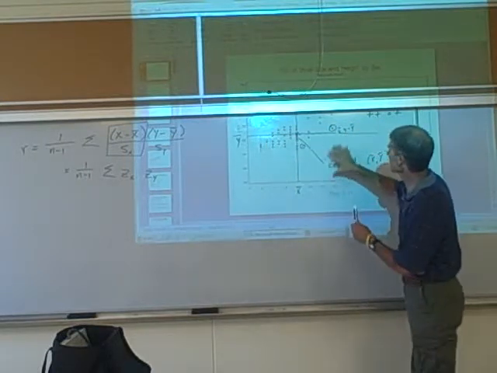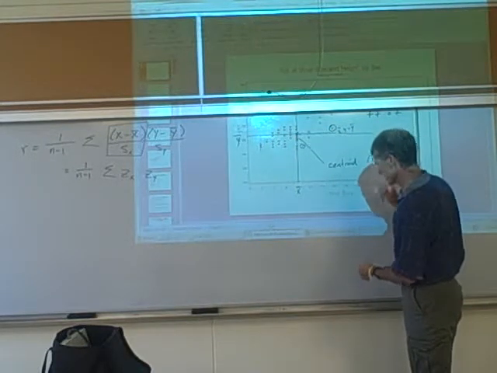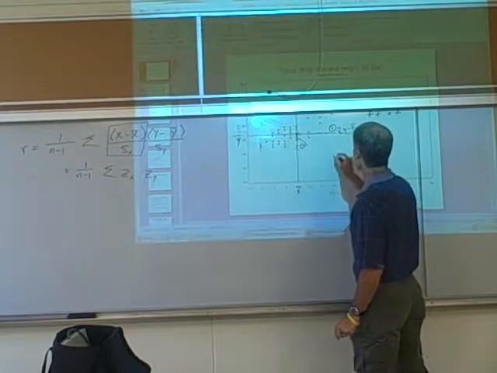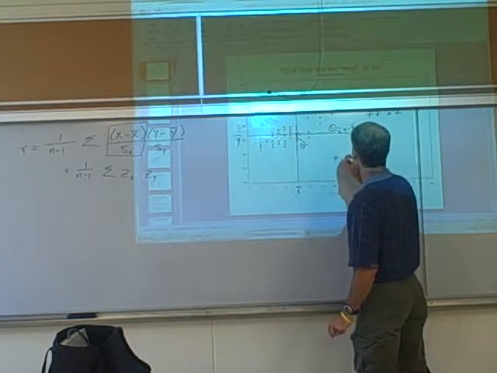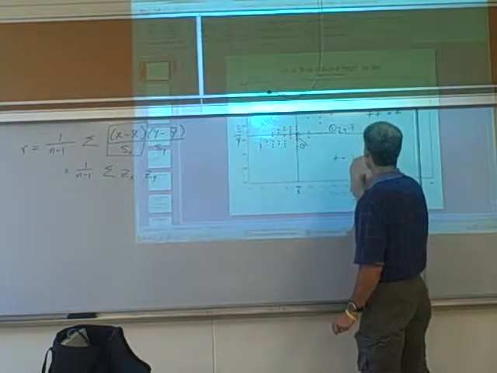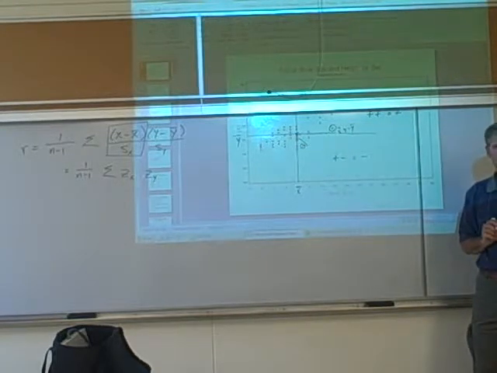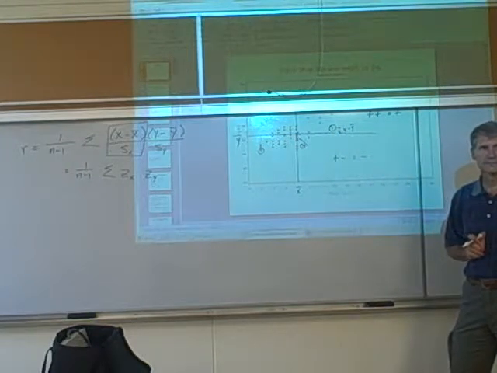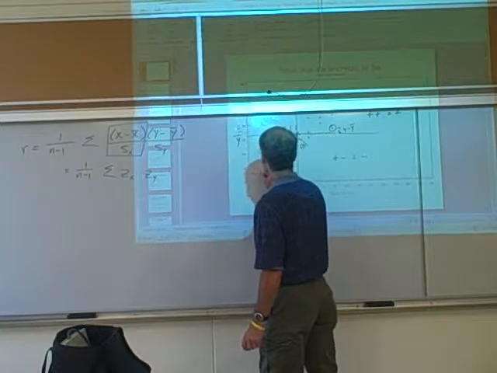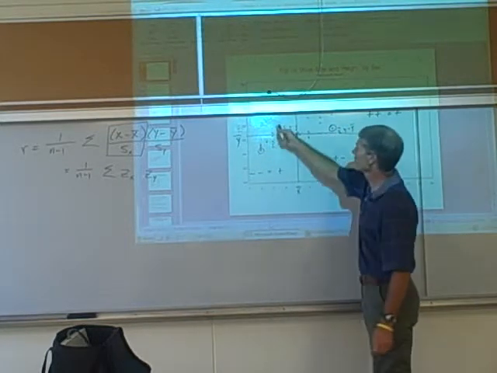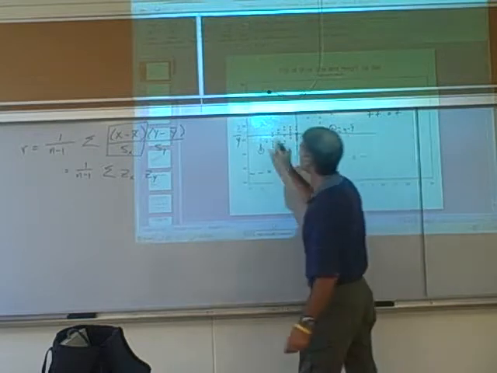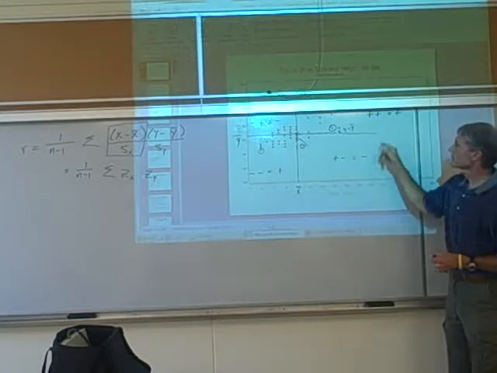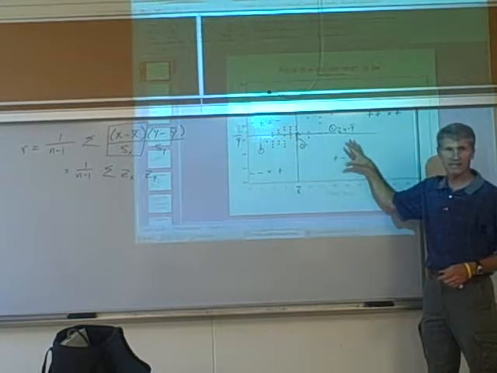So in this quadrant, I've got a positive times a negative, which equals a negative. What about a point over in this quadrant? Negative, negative. So negative times negative is positive. And up here? Negative, positive, which is negative. Okay? So I've got some positives, I've got some negatives.